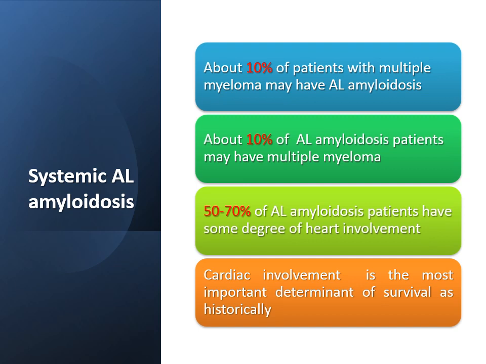Additional important notes about systemic amyloidosis. About 10% of patients with multiple myeloma may have AL amyloidosis. About 10% of AL amyloidosis patients may have multiple myeloma. 50 to 70% of AL amyloidosis patients have some degree of cardiac involvement, and it is the most important determinant of survival in these patients.